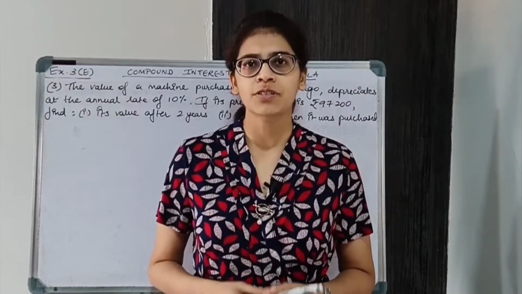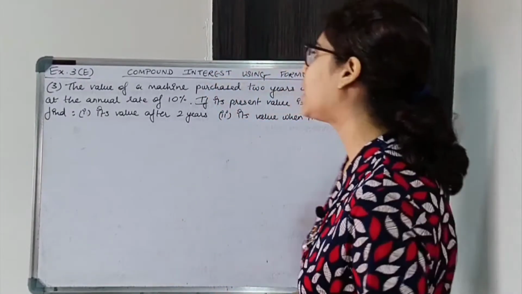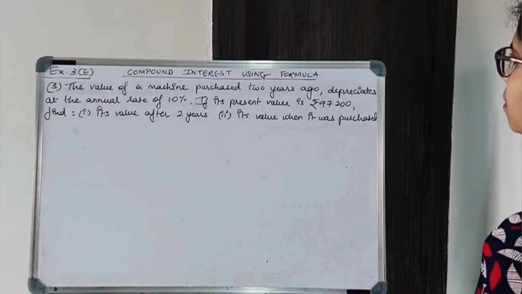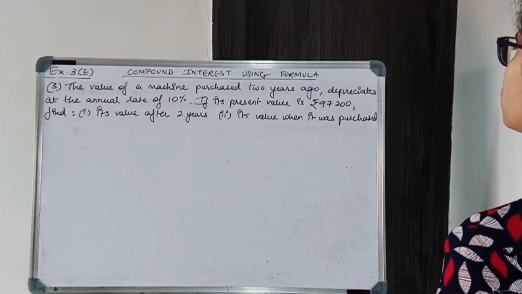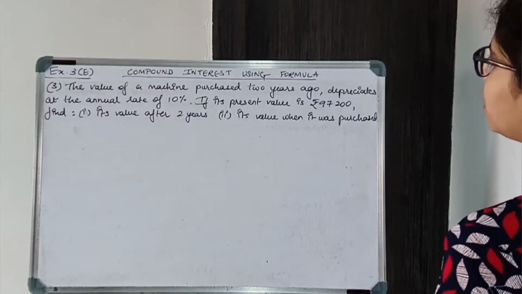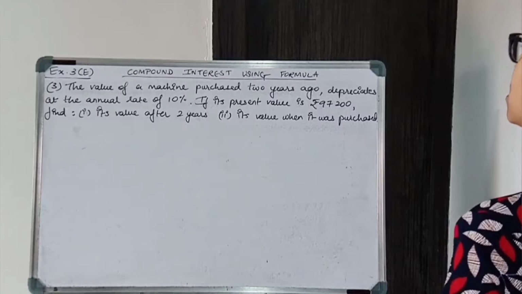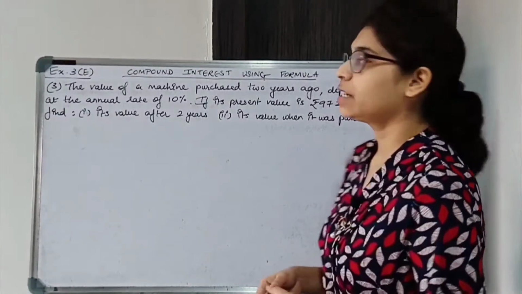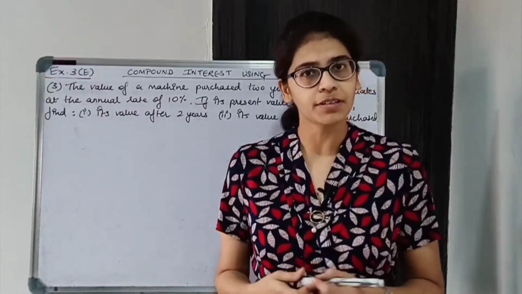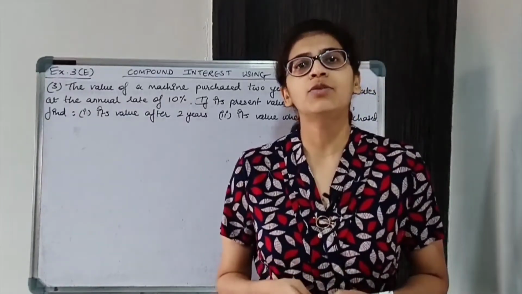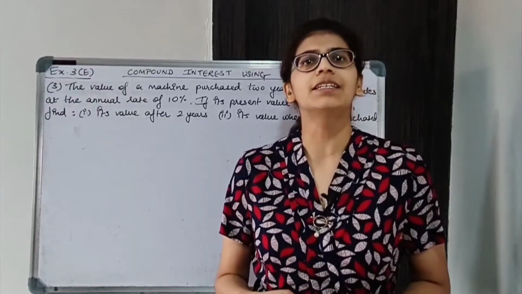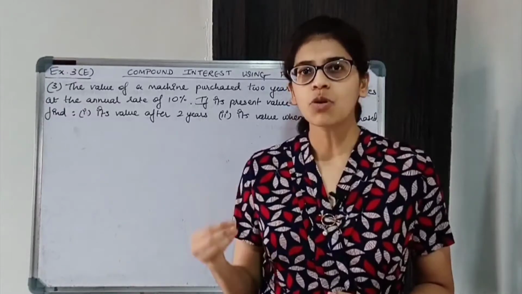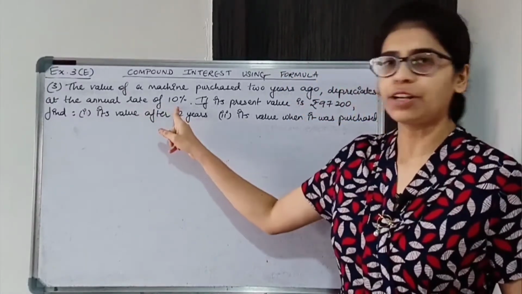Coming to the next question, question number 3. The value of a machine purchased 2 years ago depreciates at the annual rate of 10%. If its present value is 97,200, find first part its value after 2 years, second part its value when it was purchased. Now there is a machine which was bought 2 years ago, and its value is depreciating. Depreciating means it is reducing with each passing year. So it is depreciating at the annual rate of 10%.